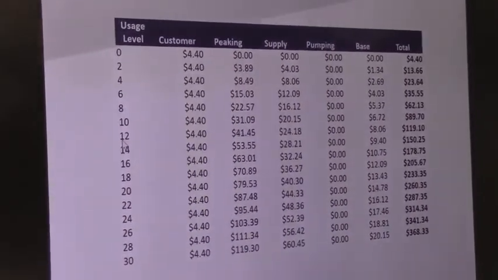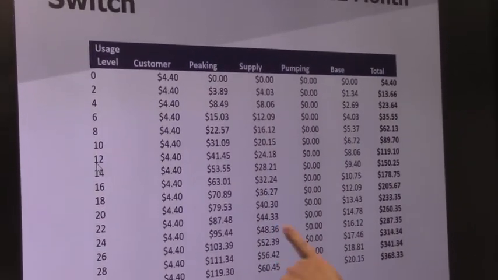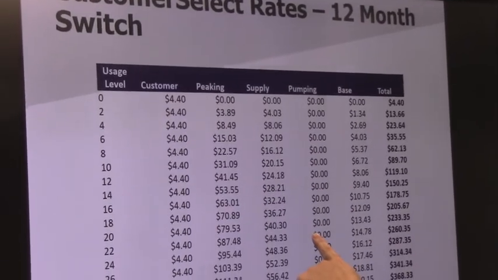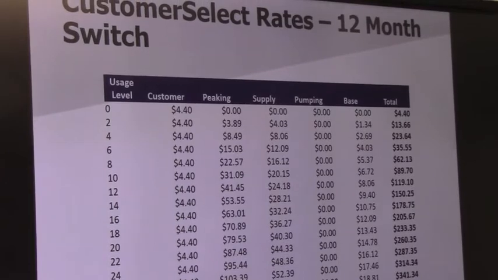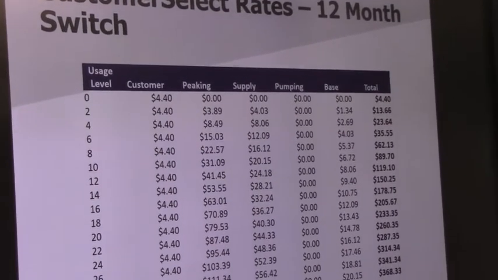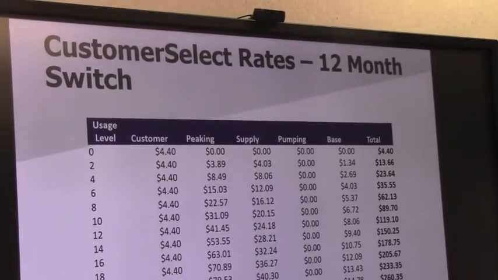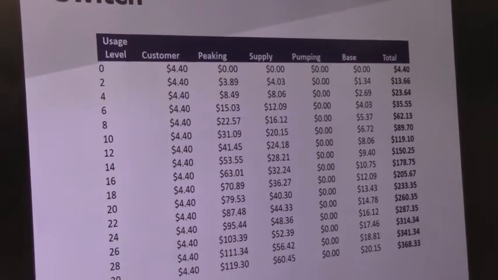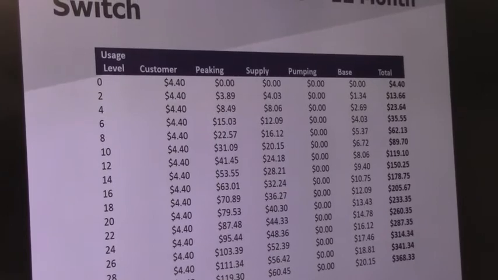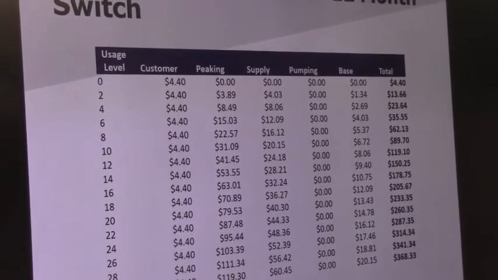I don't have a solution. Okay, so there's just your base, capturing the customer cost, or what he feels to be the customer cost. No peaking, no supply, no pumping, no base charges. What's $4.40? Where'd that come from? I'm assuming the customer cost for meter maintenance and customer service. That's not what it's supposed to be. We're supposed to be charging for a lot more infrastructure. That's what this is about.